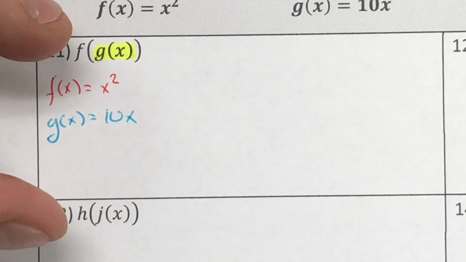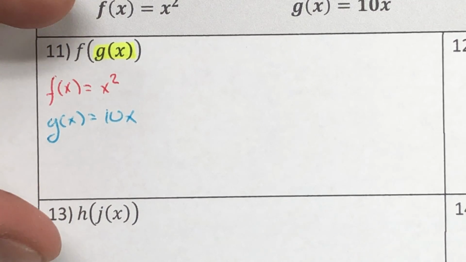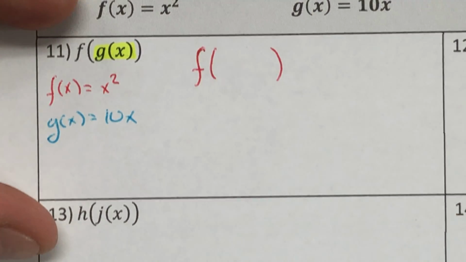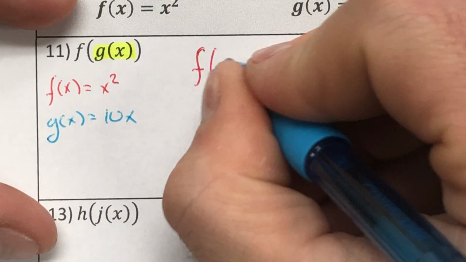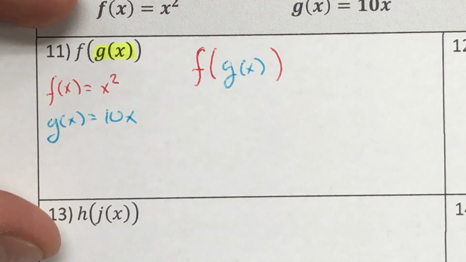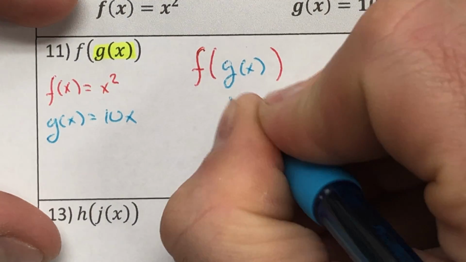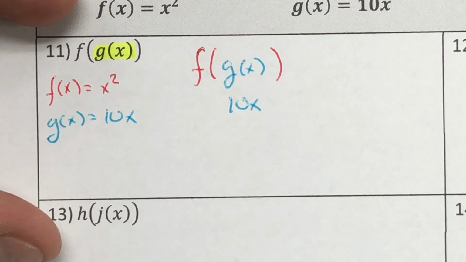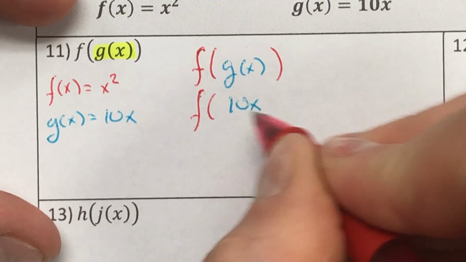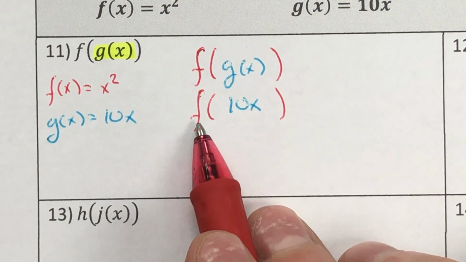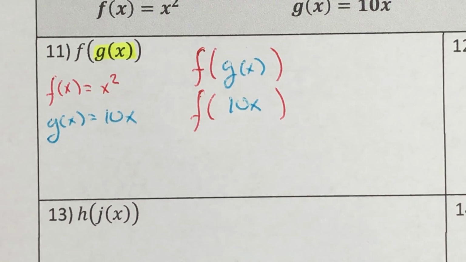So if I want to write this, I'm going to say, okay, my f is going to have my g of x plugged into it. What is my g of x? Well, my g of x in this case is 10x. I'm going to go ahead and insert what I know g of x is. And that is going to be what I plug into f. I'm going to take that 10x and plug it into f.